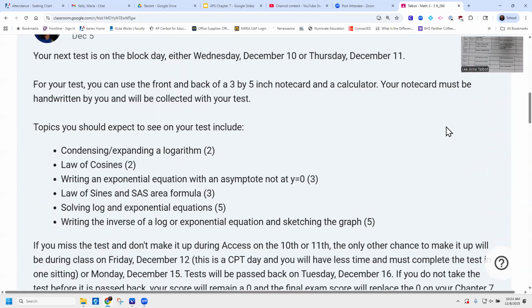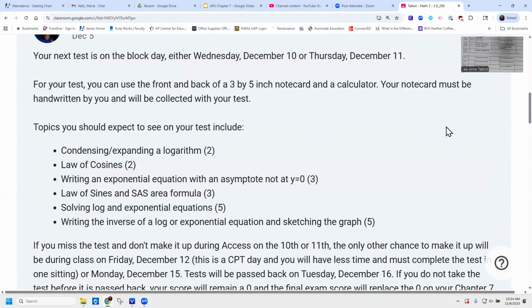Topics include, you guys know how the tests work. The first two are multiple choice and then the 3 points and then 5 points. She and I use the same exact test, so there's nothing different there. The multiple choice ones are condensing and expanding a logarithm and log cosine. The two middle problems, the 3-point one, are writing an exponential with an asymptote not at y equals 0. I do table method, you can do system method, just so you know what that means. Log signs inside angle side area formula.